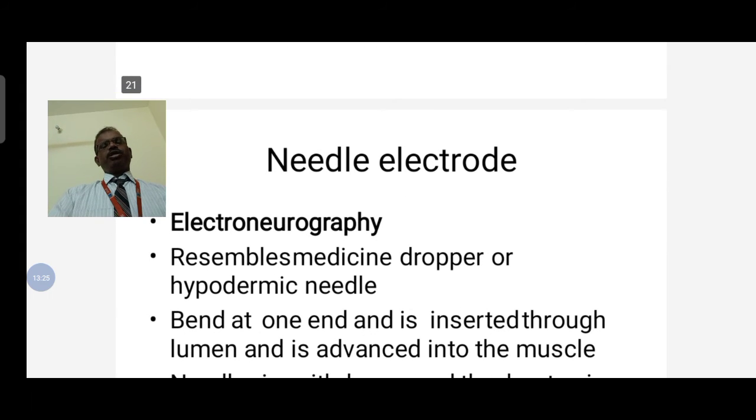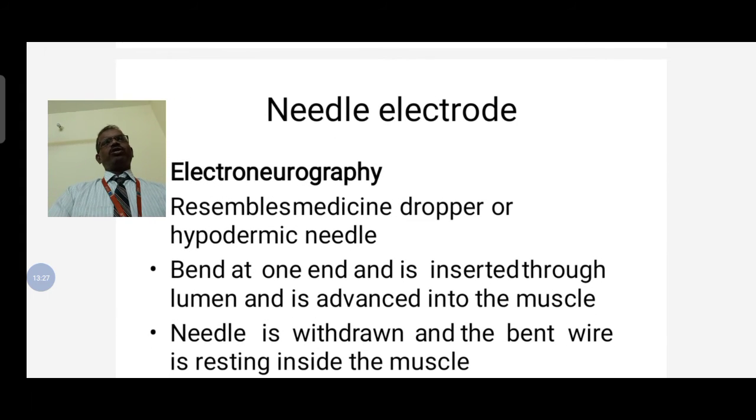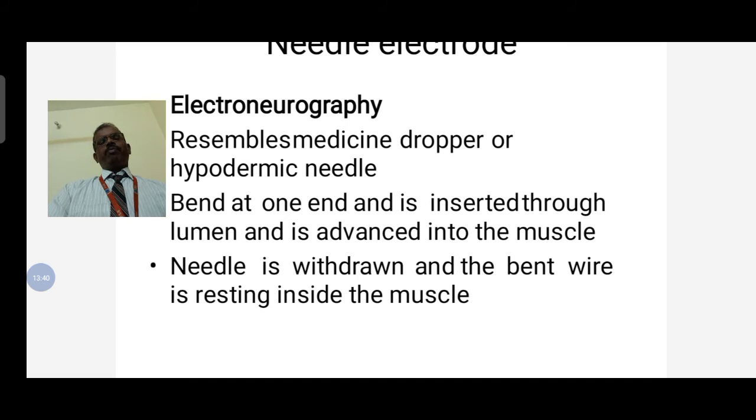Another needle electrode is used for electroneuropathy applications. It resembles a medicine dropper or hypodermic needle. One end is bent and is inserted through the lumen.